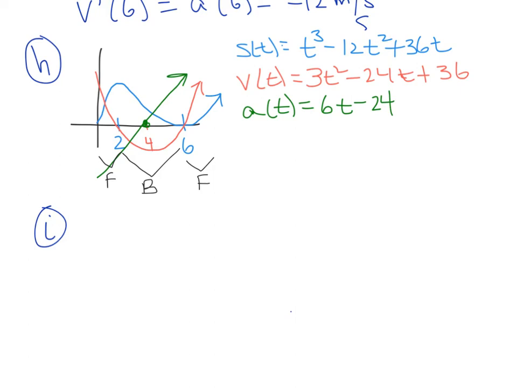So think of it this way. I can be walking in a forward direction and going faster. So my velocity is positive and my acceleration is also positive. So that means I'm speeding up, right?